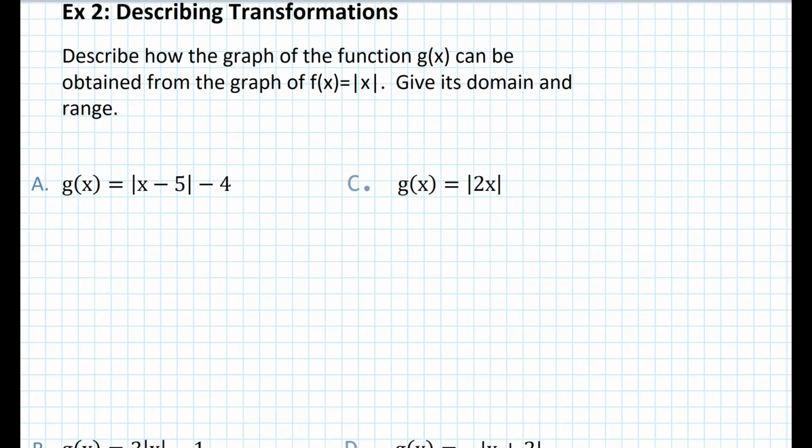Horizontal shift right 5. So horizontal shift 5 to the right. And then what do we do? Down 4. Vertically. It's a vertical shift.